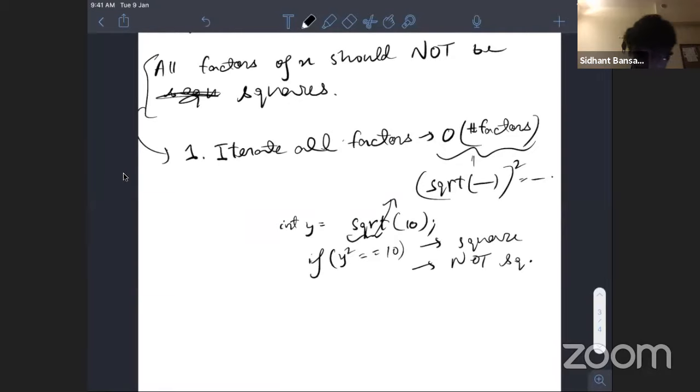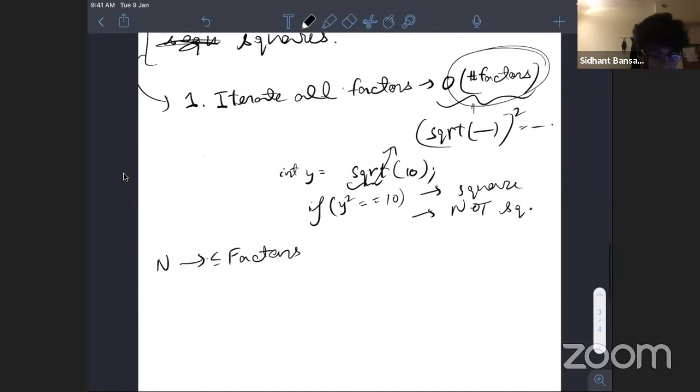Okay, another question you can answer in the chats. What do you think this is? If I have a number n, how many factors does n have, at most? Anyone? n by 2. Okay, that's a pretty loose bound. Obviously, a number won't have more than n by 2 factors, but do you have a tighter bound?